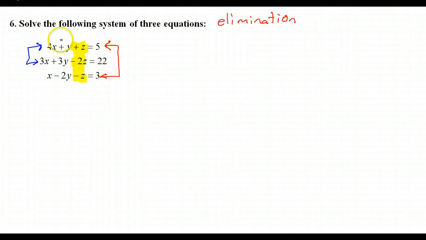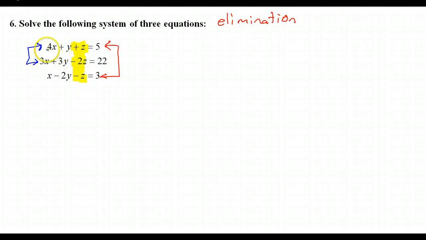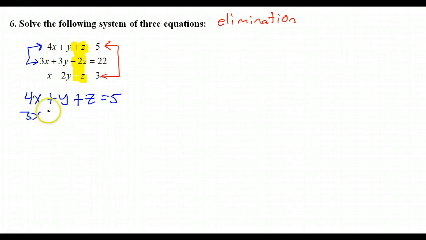I'm going to use my colors to help stay organized. So let's do the blue pair first, the first two equations. Here I'm just going to recopy. So I've got 4x plus y plus z equals 5. And then I've got 3x plus 3y minus 2z is equal to 22. I'm putting those two together.